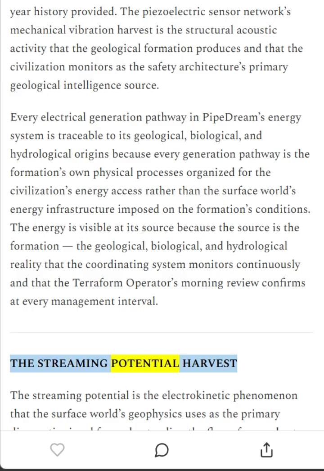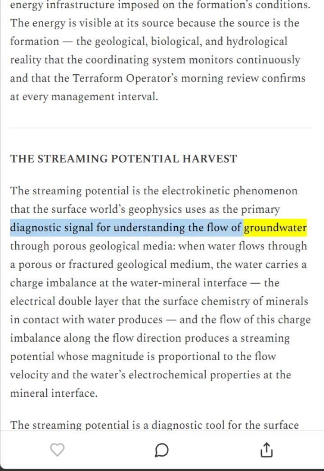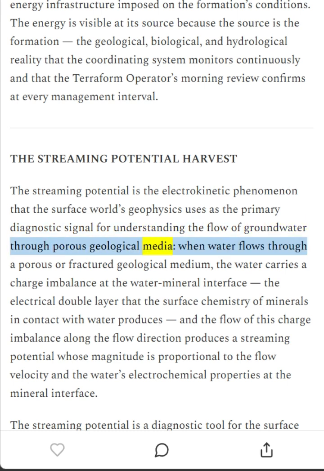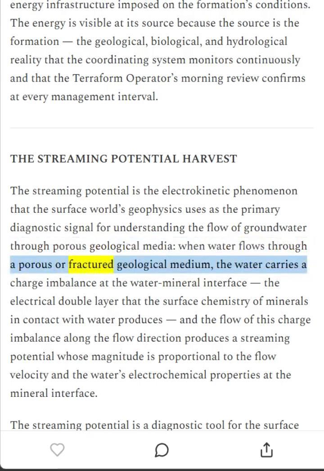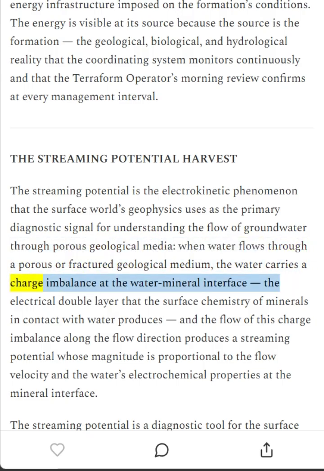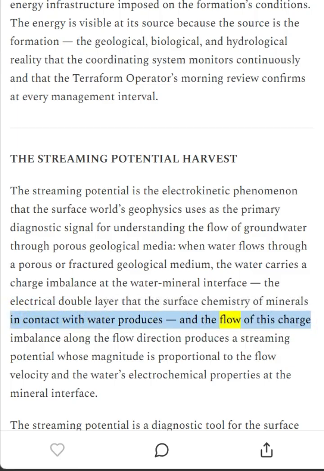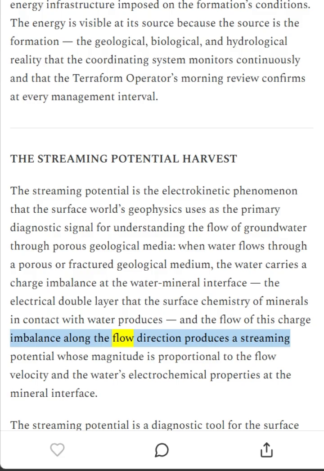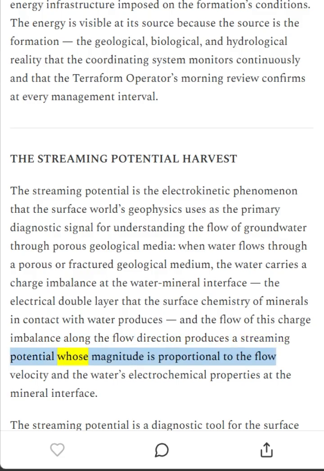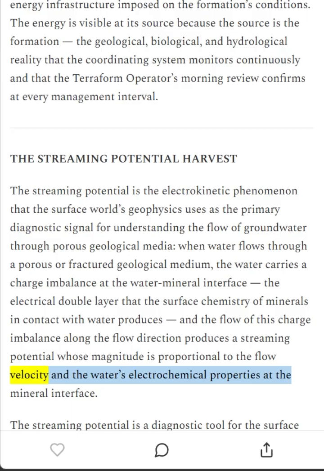The streaming potential harvest. The streaming potential is the electrokinetic phenomenon that the surface world's geophysics uses as the primary diagnostic signal for understanding the flow of groundwater through porous geological media. When water flows through a porous or fractured geological medium, the water carries a charge imbalance at the water-mineral interface. The electrical double layer that the surface chemistry of minerals in contact with water produces, and the flow of this charge imbalance along the flow direction produces a streaming potential whose magnitude is proportional to the flow velocity and the water's electrochemical properties at the mineral interface.